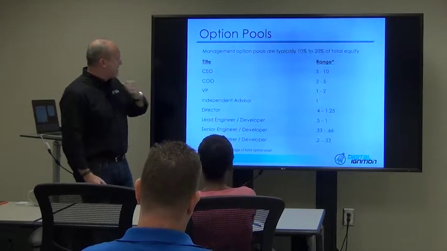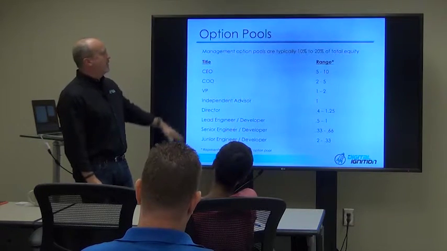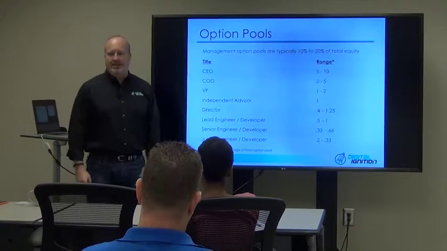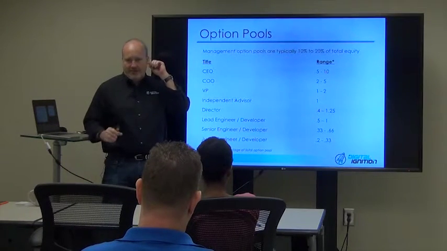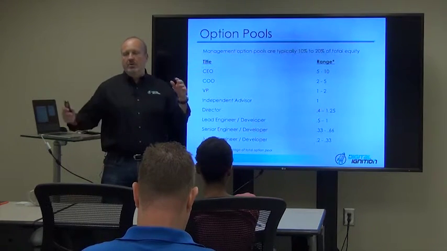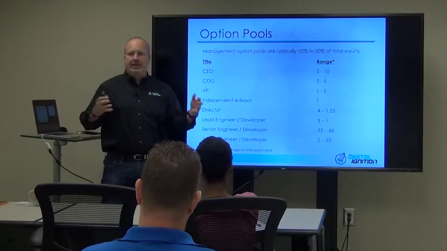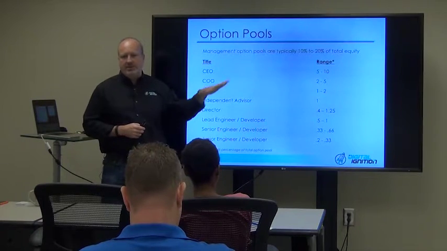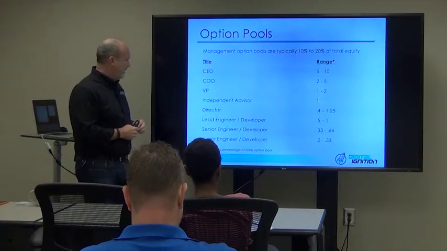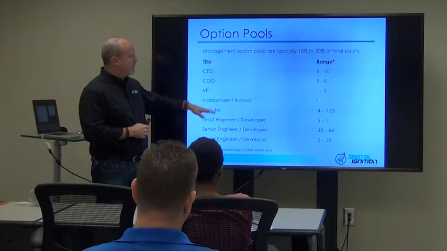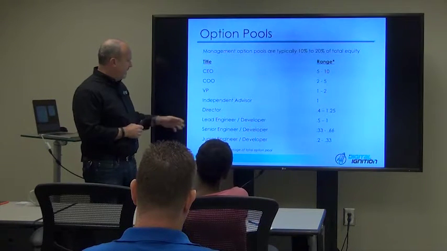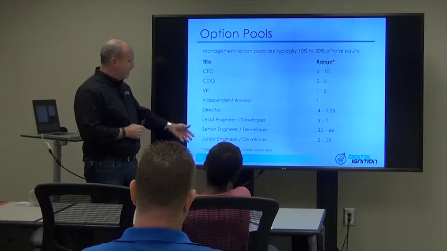This is in your deck. This is what a typical option pool distribution looks like. I wish I had this when I was trying to figure this out. But so, 15% is what I'd normally use, and then you divvy it up between key folks. This is a software company, largely. This is the percentage of the pool that you could see handed out to people. This talks about engineers and developers.